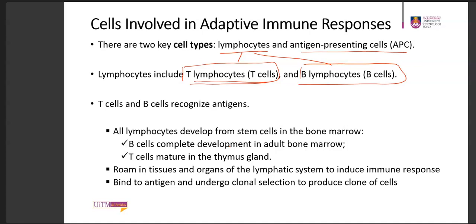The antigen presenting cell is the cell that will engulf the pathogen. There are three different types of cells that become antigen presenting cells, or APC. One is macrophage. Second is B cell, which can also act as APC. And the other one is dendritic cell.